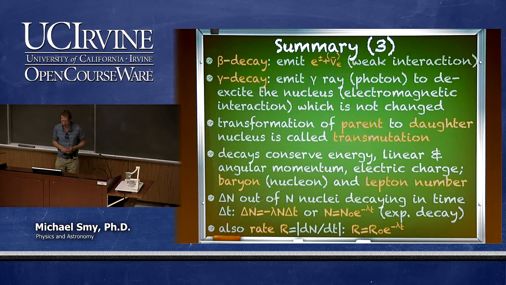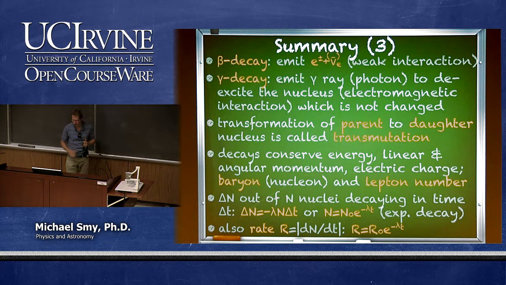Then beta decays emit either positrons or electrons, and a neutrino or antineutrino, and they are governed by the so-called weak interaction. Gamma decay emits gamma rays, which are photons, to de-excite an excited nucleus. The nucleus itself is not changed, and it's governed by the electromagnetic interaction. The transformation of parent to daughter nucleus is called transmutation. Decays conserve energy, linear and angular momentum, electric charge, baryon number, and lepton number.